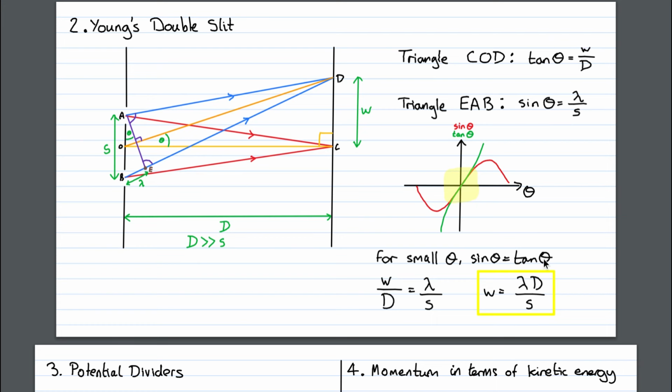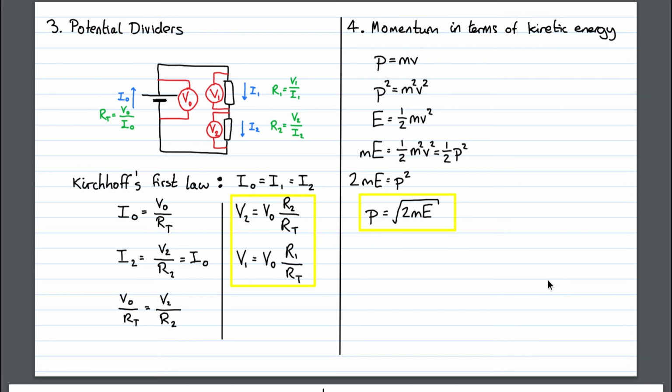So if sine theta equals tan theta, then sine theta, which is lambda over s, is equal to tan theta, which is w over d, and you can rearrange this however you like. I have got detailed derivations of those previous two in separate videos on my YouTube channel.